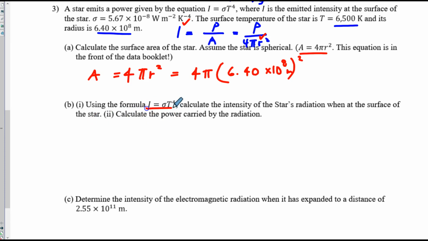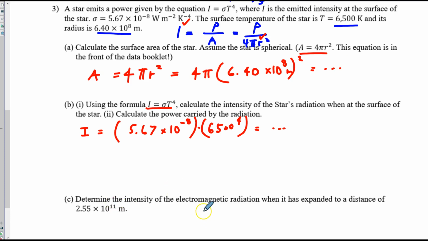Part B, using this formula, find the intensity. Okay. Sigma is 5.67 times 10 to the minus 8. Then we plug in the temperature, surface temperature, 6,500, and raise it to the 4th power. Wow. You could put the parentheses on the outside of the power if you want. Just the temperature is raised to this power. And you find your answer, just like we did above.